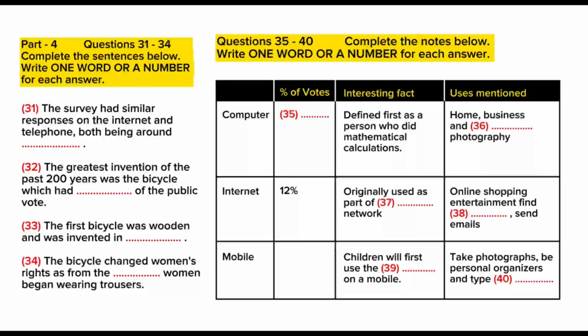Coming in a close second with 42% is the computer. I found out something interesting about the computer, which is that really, this word first meant someone who did mathematical calculations. Of course, today, with the development of the personal computer, computers are being used for everything from home use to business and even digital photography. I don't know about you, but I can't imagine life without a computer now.